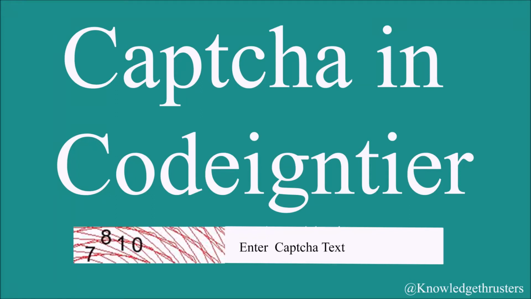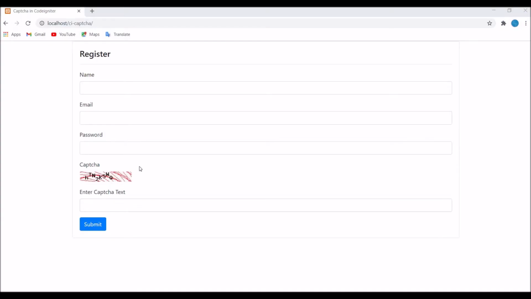So today I'll be continuing the topic from my previous video, that is Captcha in CodeIgniter. So today I'm going to show you how to refresh Captcha in CodeIgniter. For that I'll be showing you a refresh button with Captcha. So let's go and do that.